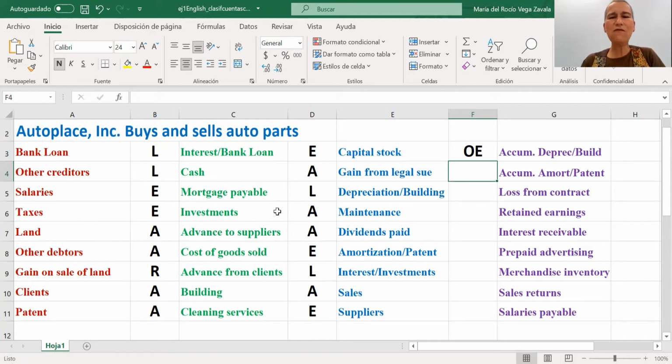Okay. Gain from legal suit. Again, any gains are good things for me. I will receive a lot of money. What a beauty. Everything good for you, that will be a revenue.